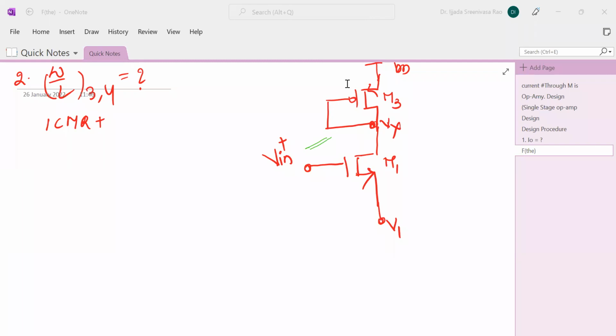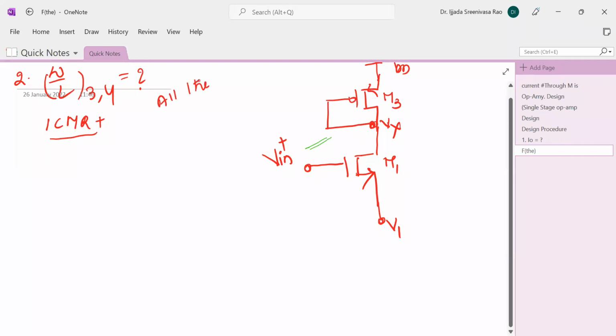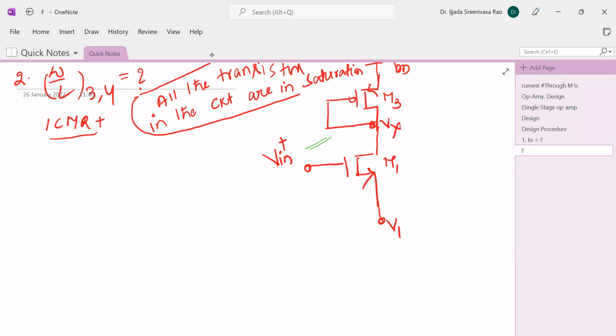I'm talking about the ICMR, input common mode range. One thing I forgot to discuss with you before going to design, before the first step: we need to assume all the transistors in the circuit are in saturation. Understand? This is a very important thing. First assume that every transistor in the circuit is in saturation.